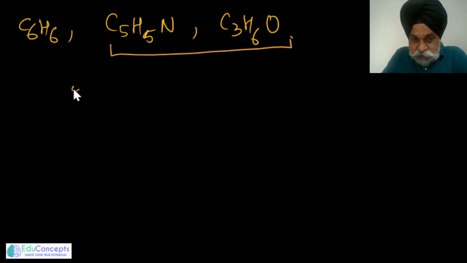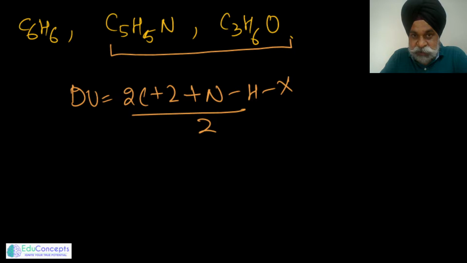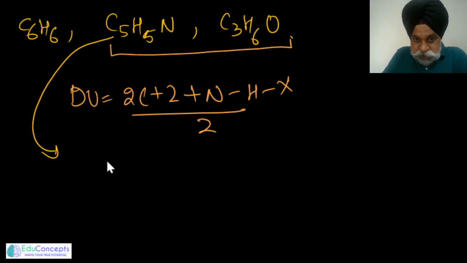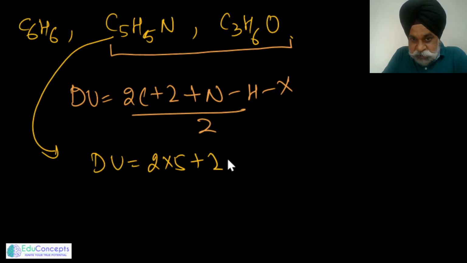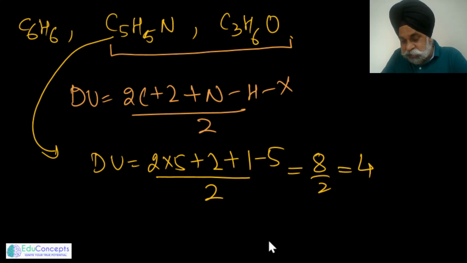So here we have to use the formula DU equals 2C plus 2 plus N minus H minus X upon 2. If I go for this formula, the degree of unsaturation here would be 2 into 5 plus 2, nitrogen atoms are 1, hydrogen atoms are 5. So this becomes 10, 12, 13, 13 minus 5 is 8 by 2. So the degree of unsaturation here is 4.